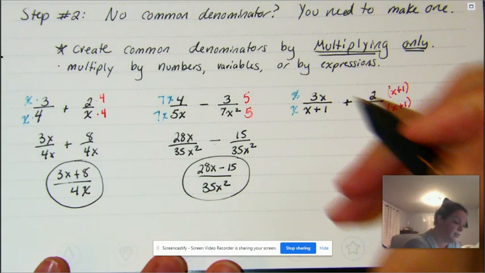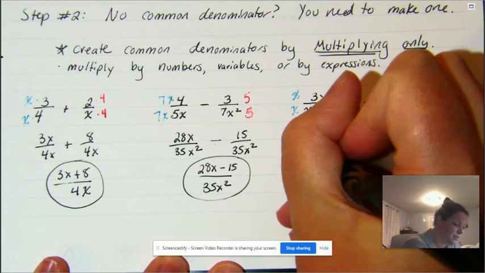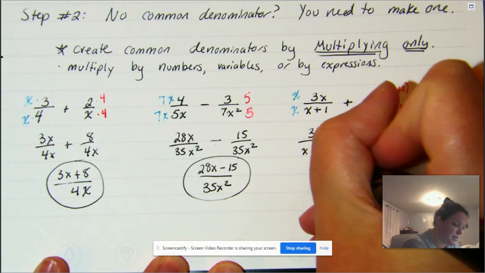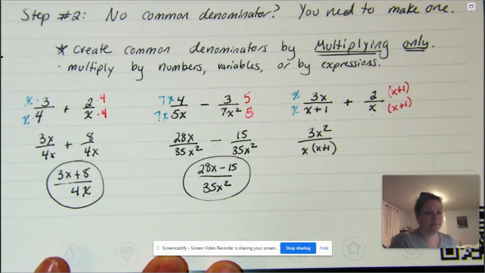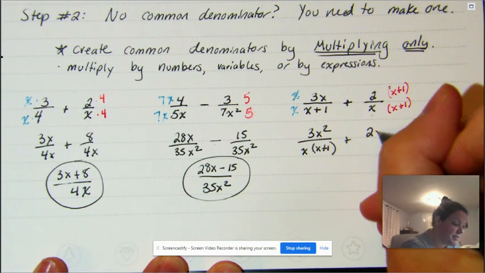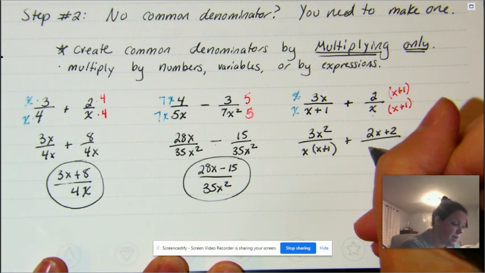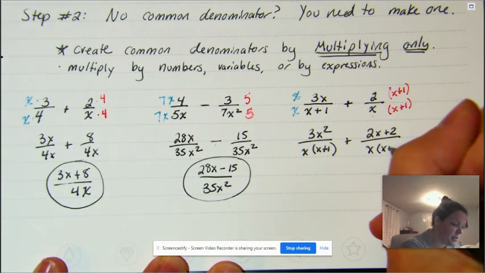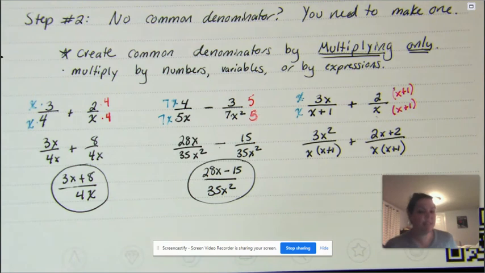First fraction is going to look like 3x squared over x times x plus 1. Your second fraction is going to look like 2x plus 2 all over x times x plus 1. So we did a little bit of distributing up on the numerator. I didn't do any distributing on the denominator.